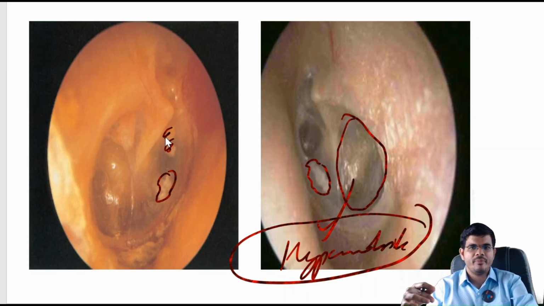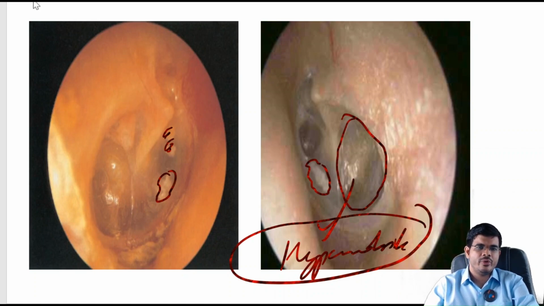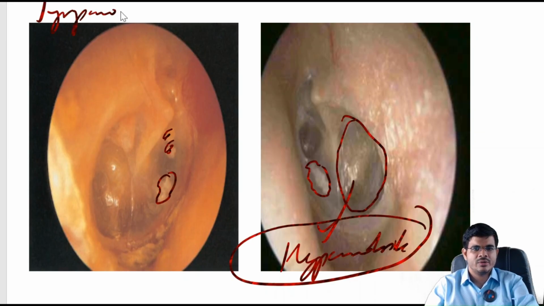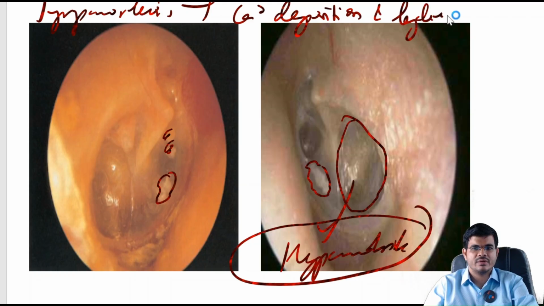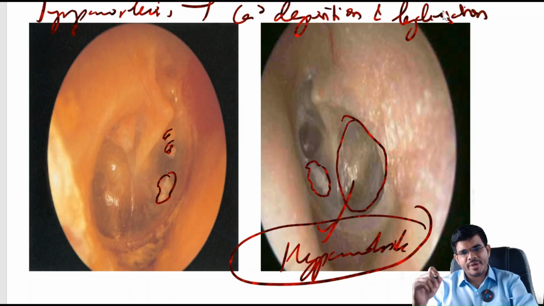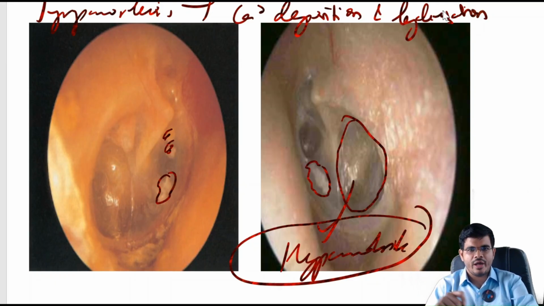And why is it occurring? Because the fibrous layer of the tympanic membrane is having calcium deposition, and that is resulting in tympanosclerosis, due to calcium deposition and hyalinization. This is occurring in the fibrous layer of the tympanic membrane. So that's what happens when there is healing of the tympanic membrane.